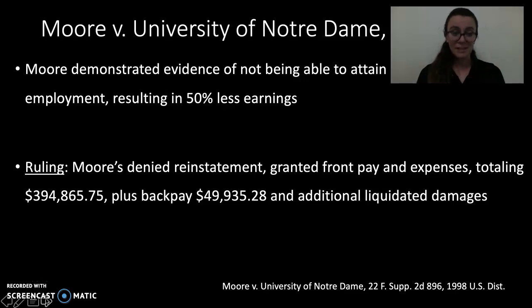Therefore, he was able to demonstrate evidence of not being able to attain comparable employment, and in the ruling of this situation, the courts agreed with the University of Notre Dame and did not reinstate him as a coach. However, because he was able to demonstrate evidence of not being able to attain comparable employment, they did grant front pay and expenses. So that was a kind of a unique situation.